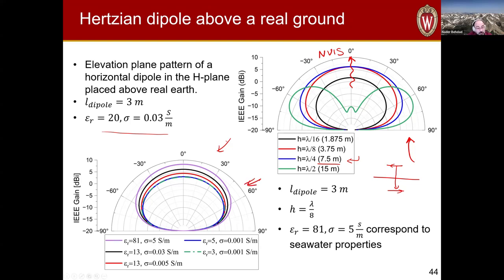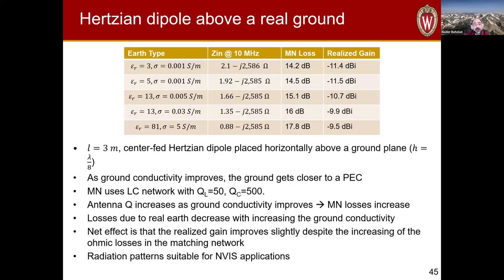On this figure, we are seeing what happens for this antenna, now placed at a height of about 1/8 of a wavelength, approximately 3.75 meters above the surface of the Earth, as a function of the conductivity of the Earth. Notice that here, again, we are starting from a poor Earth to the conductivity of seawater. We'll see that as the conductivity improves, my radiation improves, and I'm getting better and better gain values from this system.